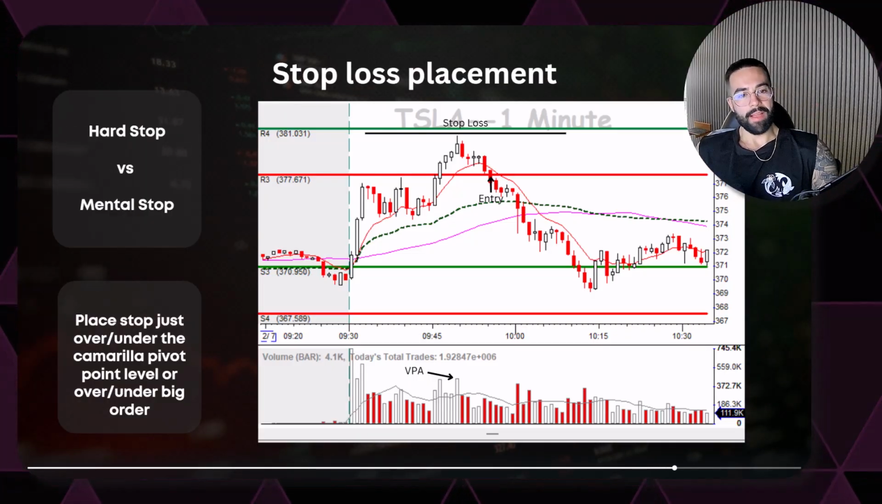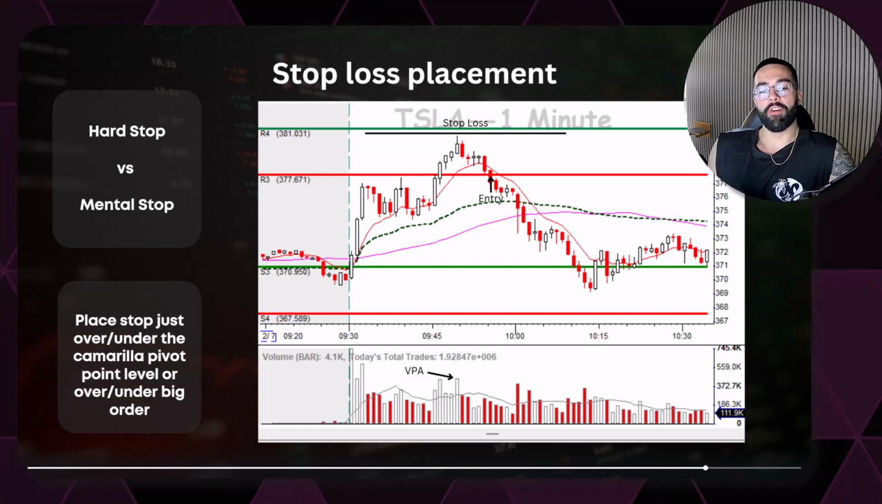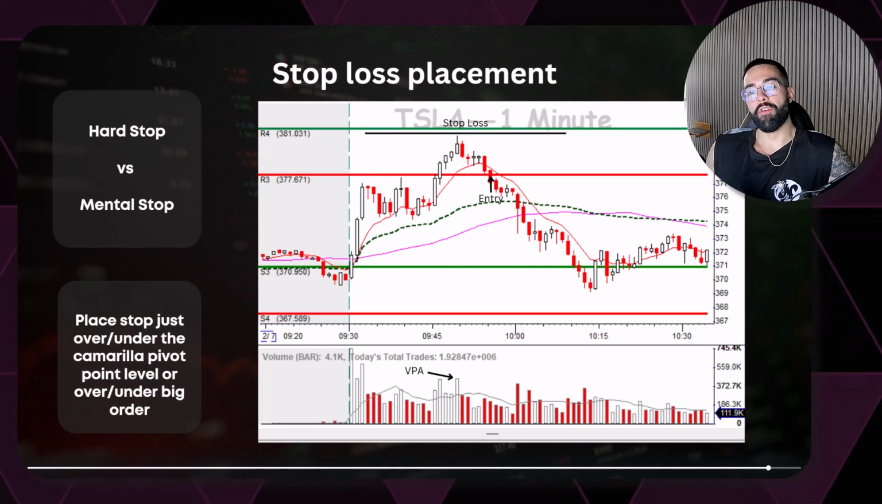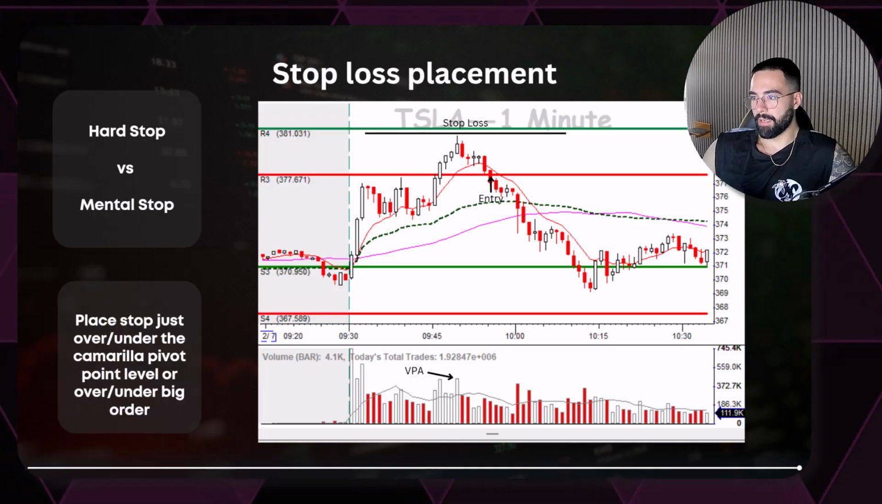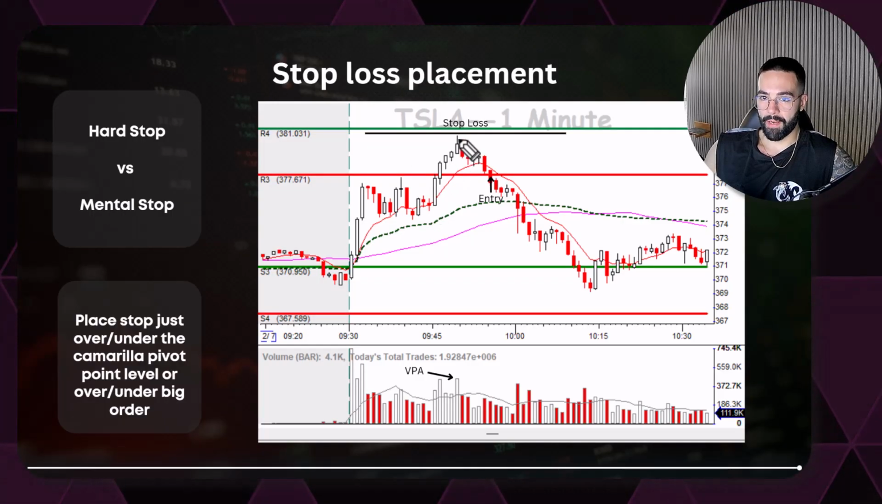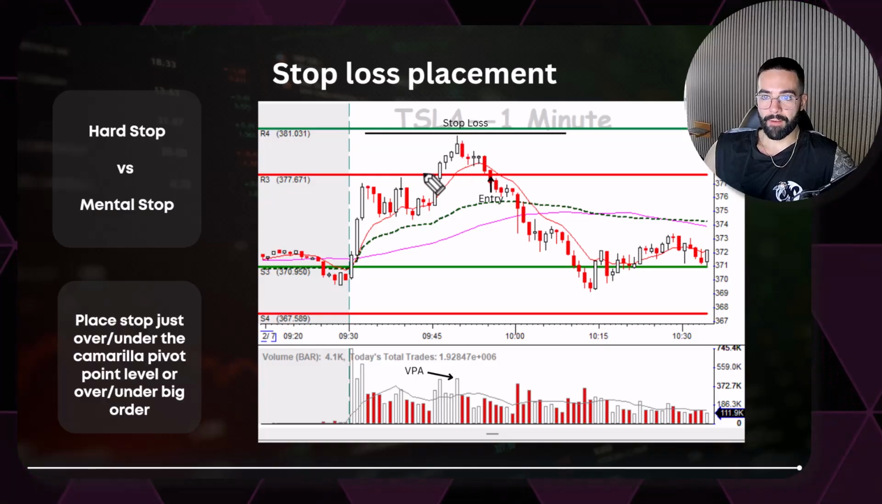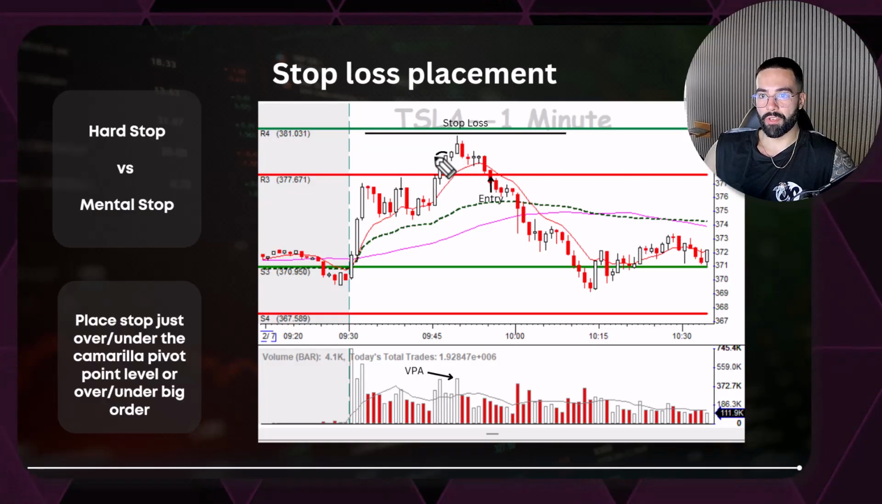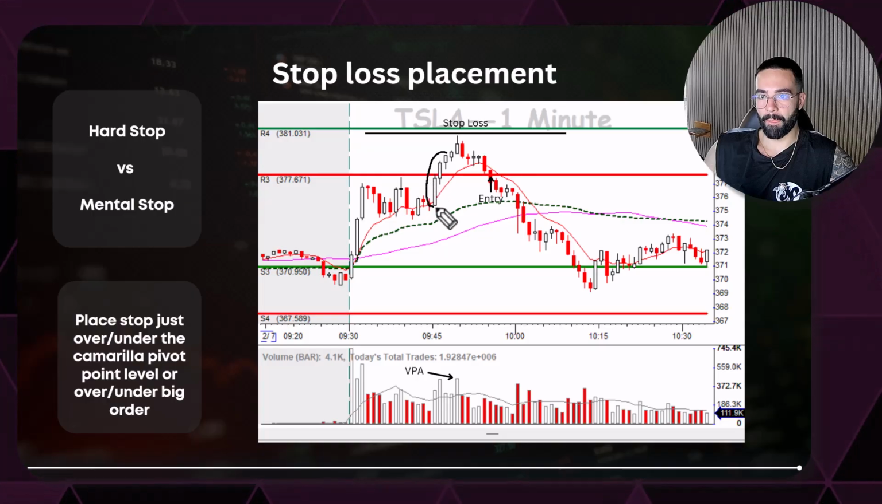So place stop just over and under the candle pivot point level, or over or under a big order. Let's see this example here on Tesla. So we saw the price going up right here, and we saw the price forming a fair value gap with those three candlesticks right here.